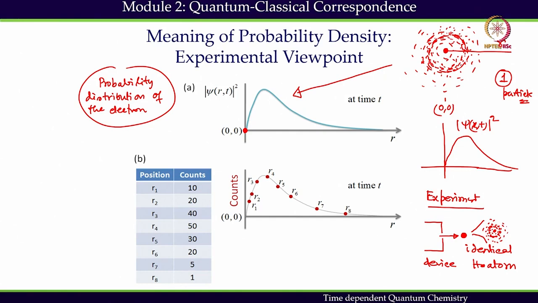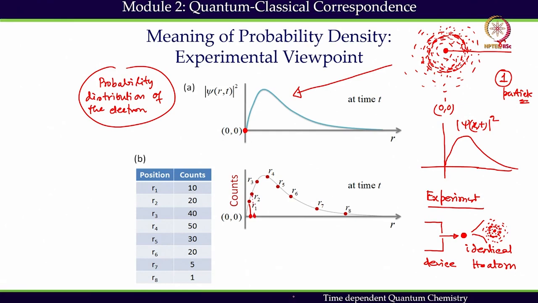So, what will happen if we perform that experiment? This is one possibility: in the first experiment, I find the position of the electron with respect to the nucleus is r1, at this position. In the next experiment, it is not necessary that I will get the position r1. There is always a possibility that I get something else, and that is the idea of a quantum particle, its distribution function. Let us assume that in the second experiment, I find the electron at the r2 position.